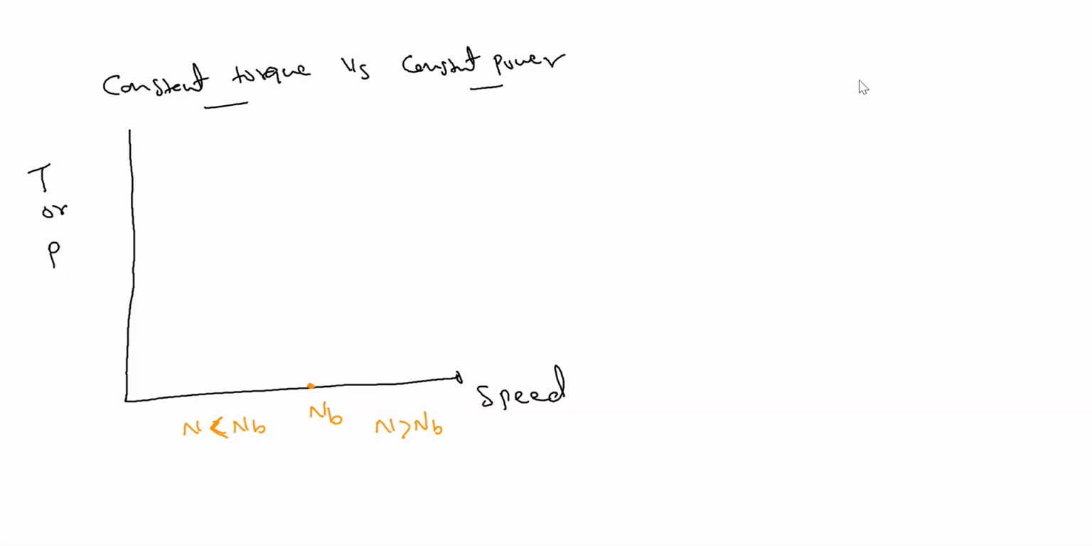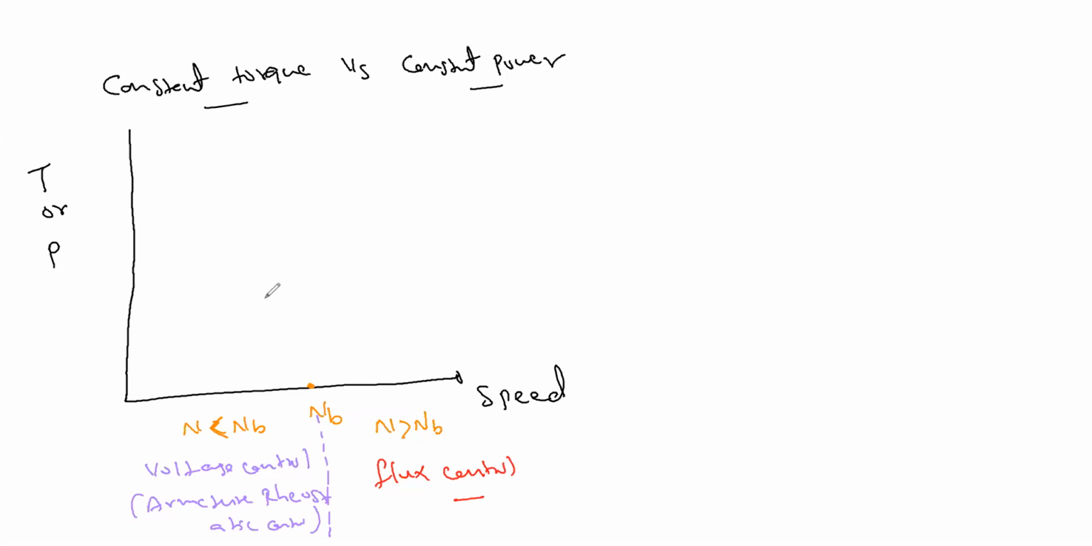So if you remember, when speed is less than NB, what is the speed control we are doing? Voltage control, or this is armature rheostatic control. Okay? And on the right side, speed greater than base speed, which control is that? This is flux control.